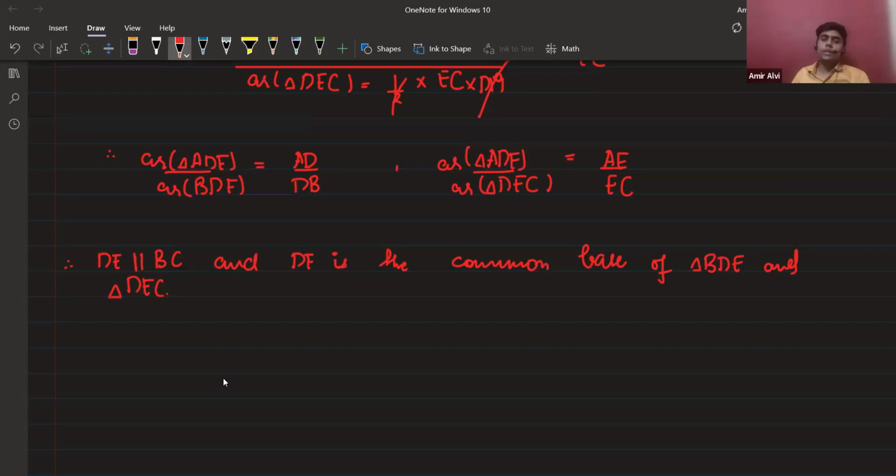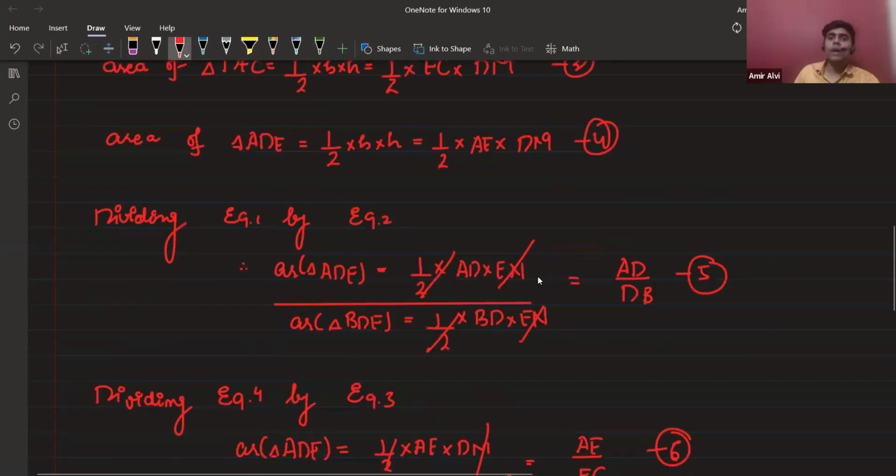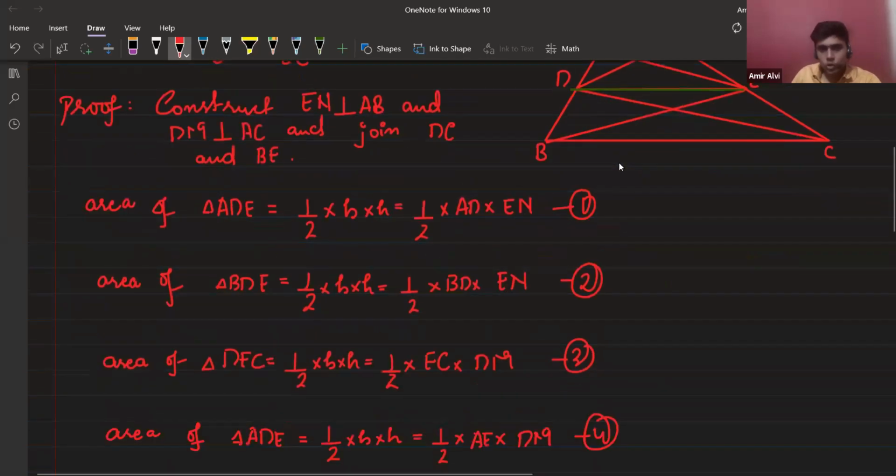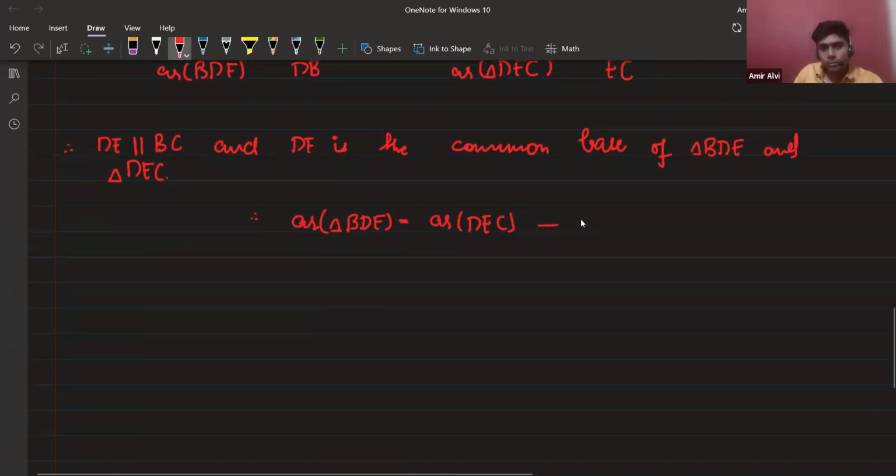Yes. So there is one theorem: if the lines are parallel and triangles are on the same base, then the area will be equal. So the area of BDE is equals to the area of DCE or DEC. Why, Adil, can you tell me why? Because the triangles formed between parallel lines are on the same base, so their area will be equal. Clear? Yes. So Adil, now we have got this equation number 7.